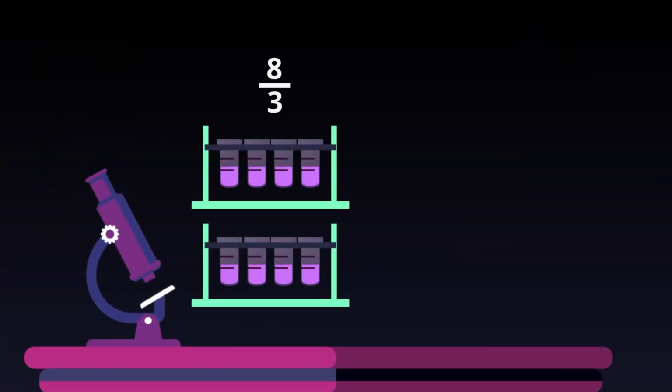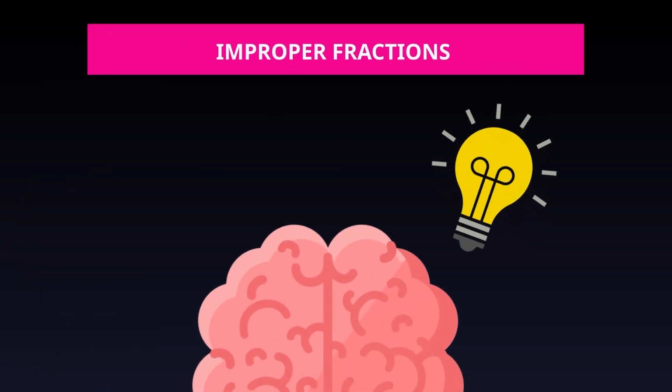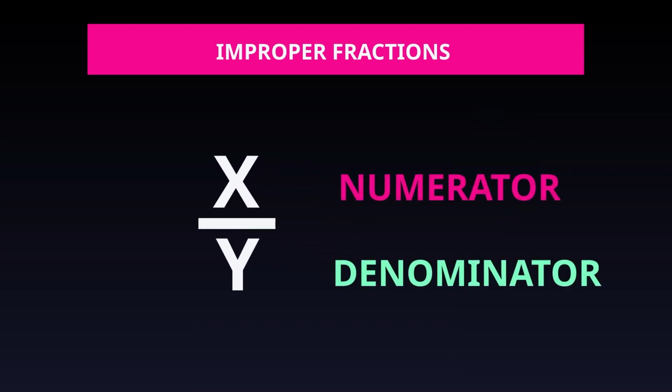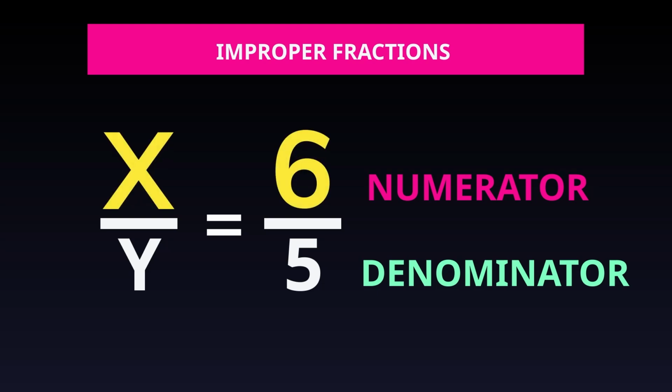In this video, we will be looking at how to convert between improper fractions and mixed numbers. Do you remember what an improper fraction is? An improper fraction, also known as a top-heavy fraction, is one where the numerator is greater than the denominator. For example, 6/5 is an improper fraction. The top number is larger than the bottom number.